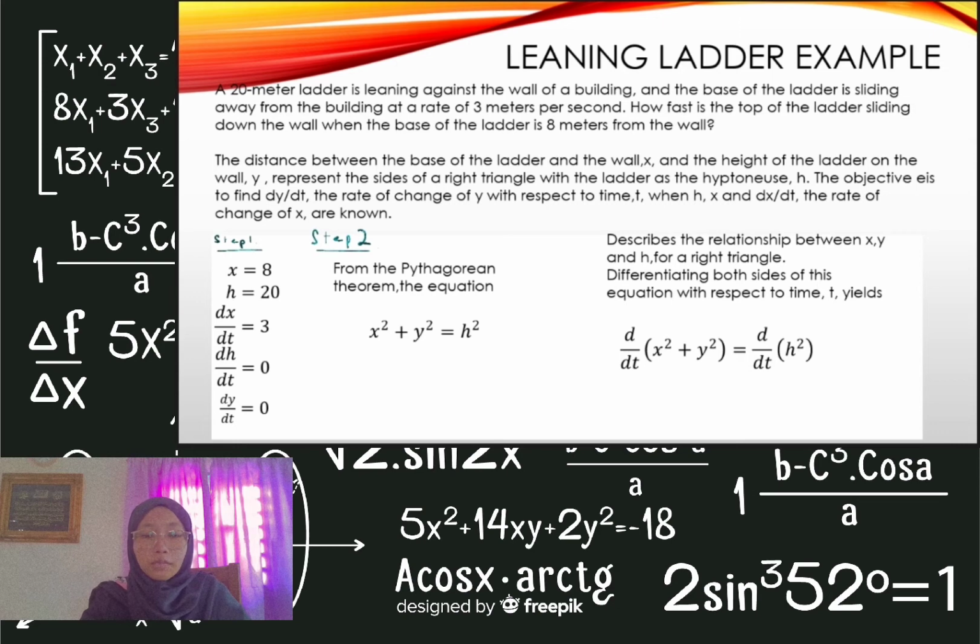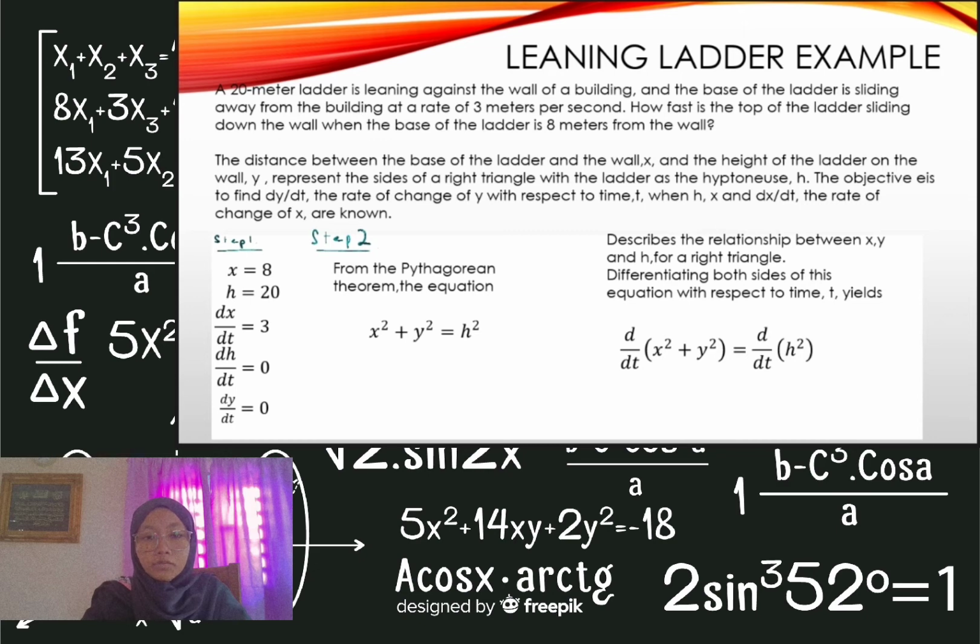So, step 1, what we need to do is write what we know. We know that x equals 8, and the height h equals 20 because of the 20-meter ladder, and dx over dt equals 3 because the base of the ladder is sliding away from the building at a rate of 3 meters per second. And we also know that dh over dt is equal to 0. What we need to find is dy over dt.